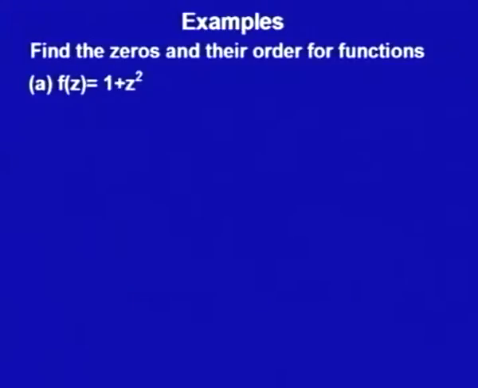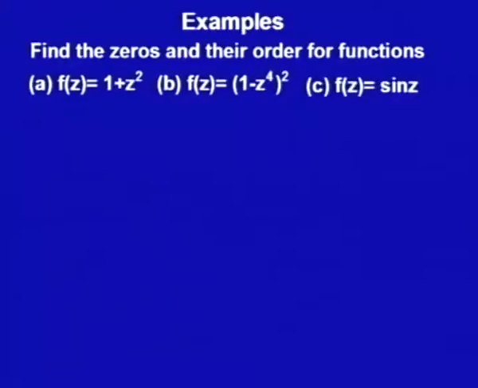Find the zeros and their order for the functions 1 plus z square, (1 minus z to the power 4) whole square, and sin z. Let us do one by one.